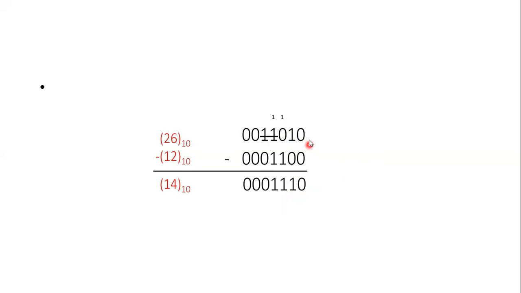Okay. 0 minus 0 is 0. 1 minus 0 is 1. Here 0 minus 1 means 1, borrowing from this digit. Now this digit becomes 0. So again 0 minus 1 is 1, which borrows from the previous digit. Therefore now this becomes 0. So this is the answer.